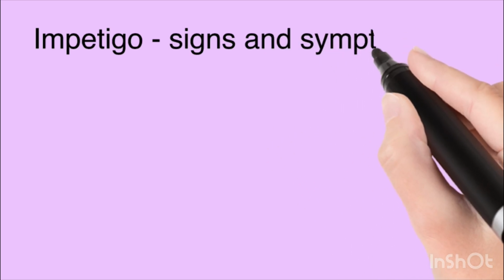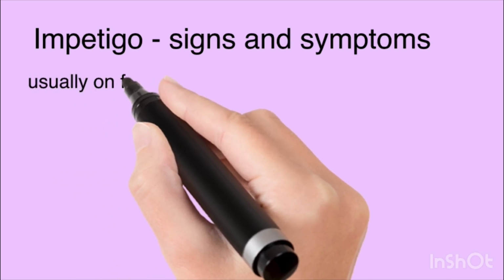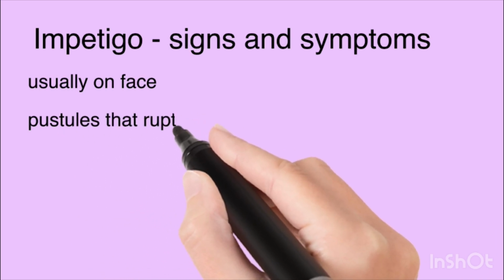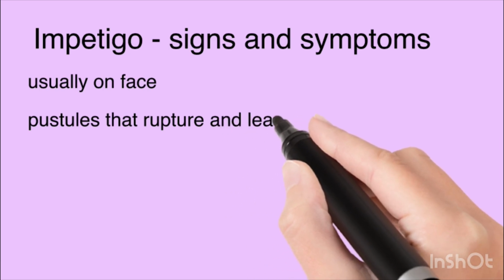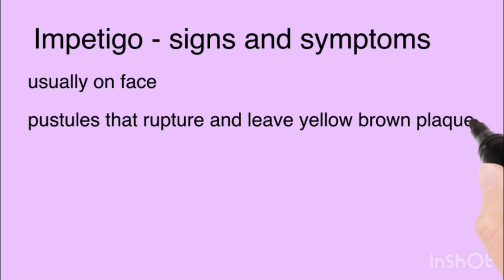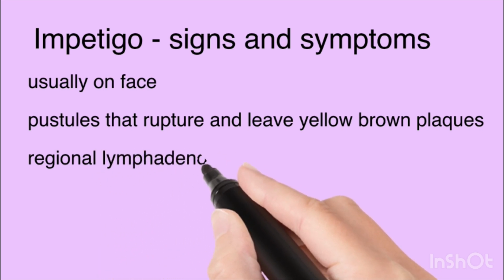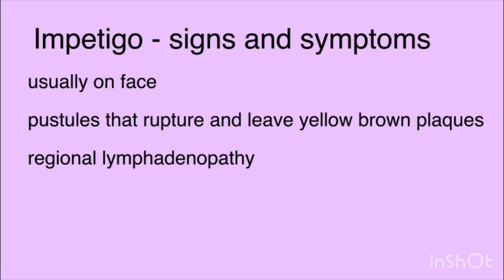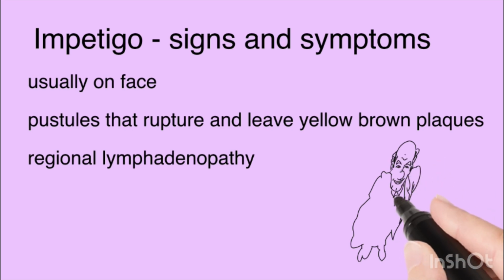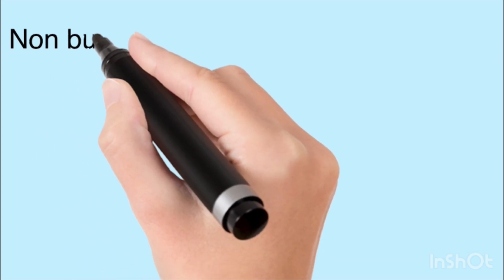Impetigo, when we consider the signs and symptoms, usually the main area affected is the face, especially in the non-bullous type. Then they can have pustules. They rupture and leave yellow-brown plaques. It's like honey-colored plaques that will be there, and they can also present with regional lymphadenopathy. The important term here is yellow-brown or honey-colored plaques.